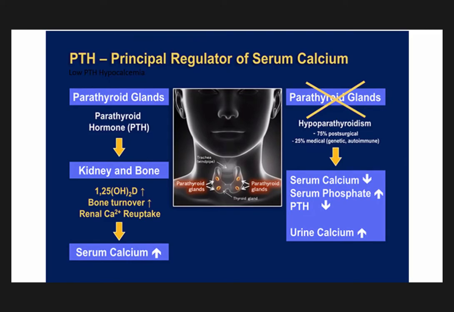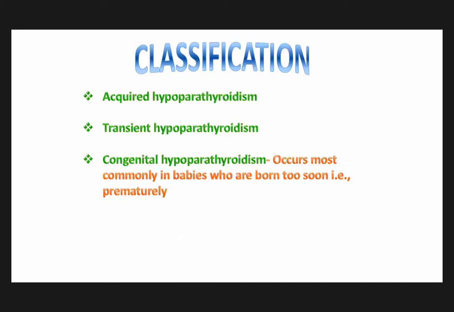Calcium will dramatically decrease. It's classified into 3 big groups: acquired, transient, and congenital. Acquired means chronic. It's a chronic condition due to the destruction or deficiency of PTH due to autoimmune diseases. Transient could present if there is some infection, for a few months or sometimes a few weeks. Congenital is usually also transient, but may present in babies who are born too soon, for example, premature.